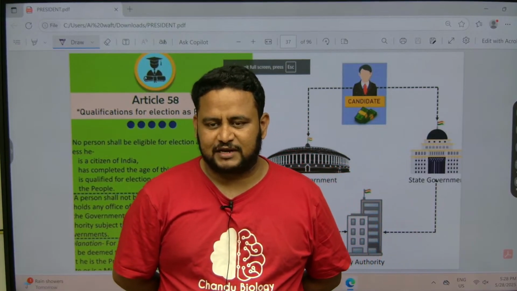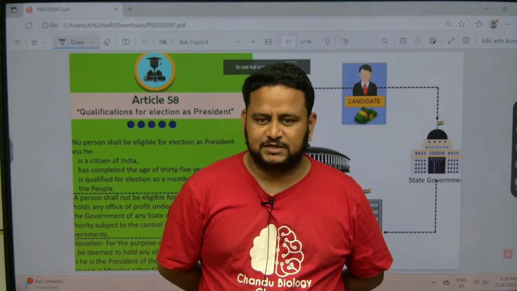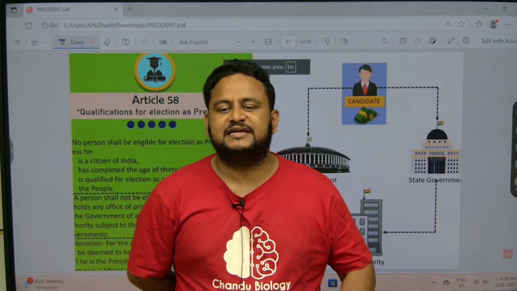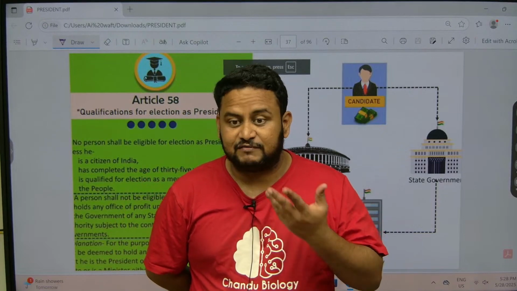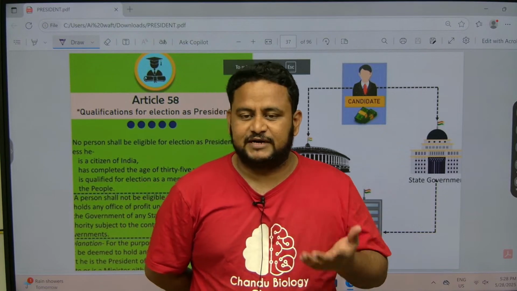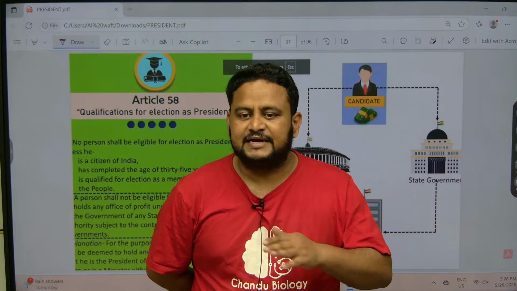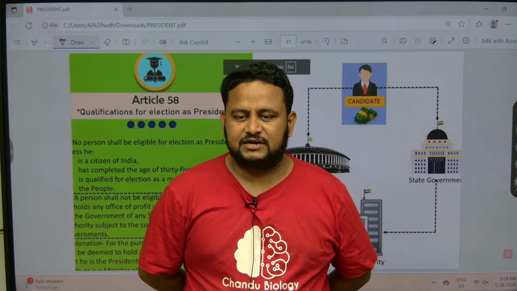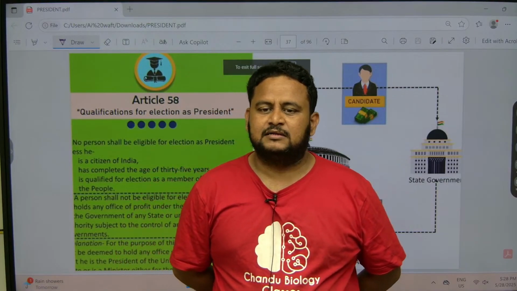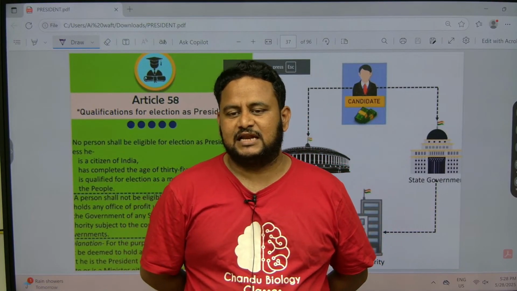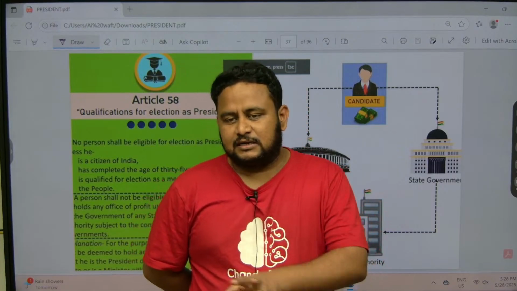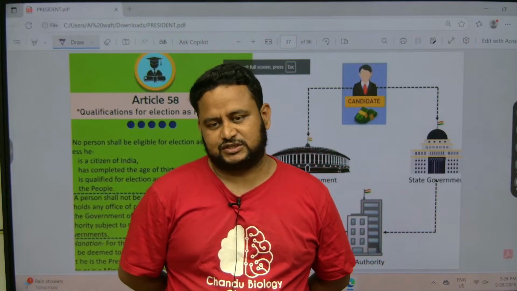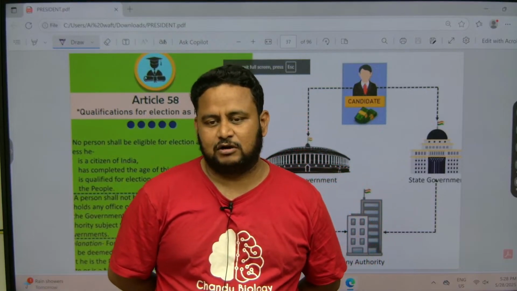The value of vote of an MP, be it from Uttar Pradesh, Rajasthan, Karnataka, Andhra Pradesh or Telangana, is the same. But when it comes to an MLA, it will vary because it is as per population. The value of vote of an MP remains the same. All these things we learned. Then based on that, in the single transferable vote, the person who gets the least votes will be eliminated and his votes will be transferred to other candidates. The person who gets the quota first will become the president. All these things we learned.